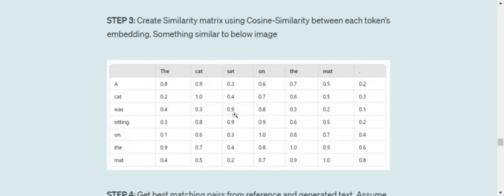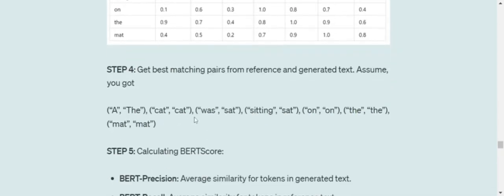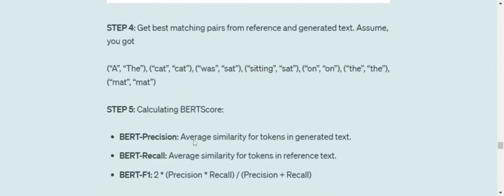Here you can see that all the different values present are cosine similarities. For example, the cosine similarity between sitting and the is 0.3. It is just a reference. Next, get the best matching pairs from the reference and generated text: the cat was sat, sitting sat. You don't need to do anything manually. You need to figure out which value has the highest cosine similarity for a token, and once you form a pair, that one can't be used with other tokens. So you need to figure out pairs such that the overall similarity increases.